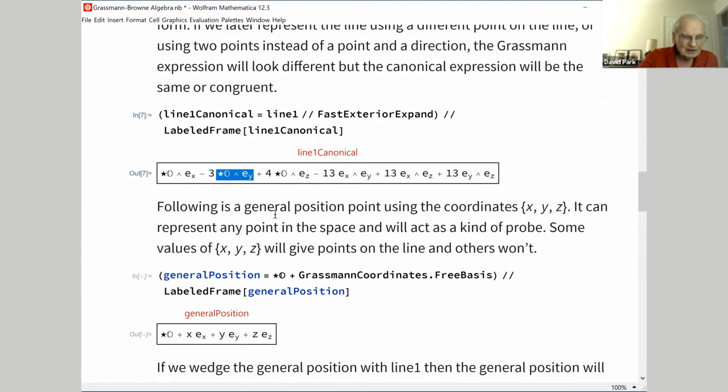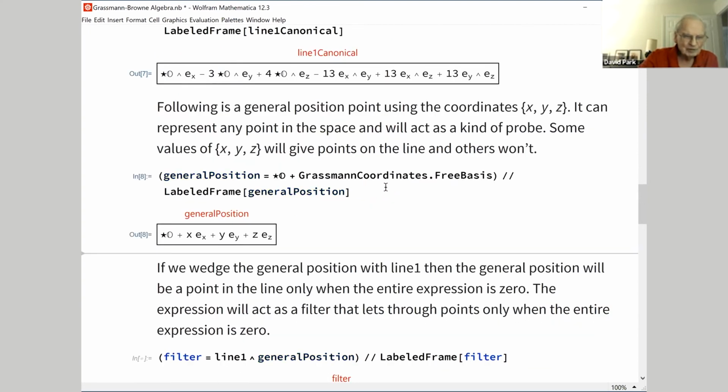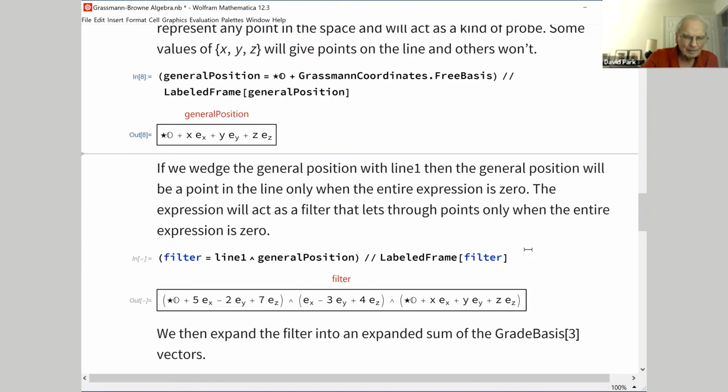Okay, so following is a general position point using coordinates x, y, and z. It can represent any point in the space and will act as a kind of probe. Some values of x, y, and z will give points on the line, and others won't. So this is our general position, or probe. If we wedge the general position with line 1, then the general position will be a point in the line only when the entire expression is 0. The expression will act as a filter that lets through points only when the entire expression is 0.